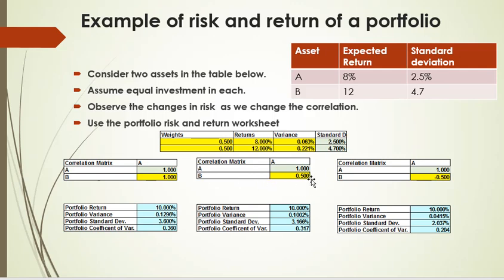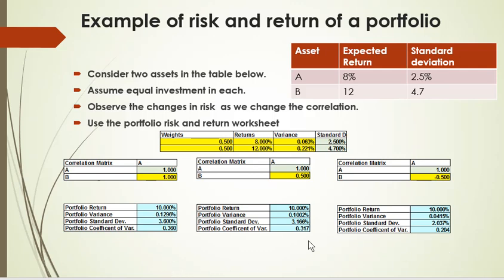What if the correlation were 0.5? If you notice, nothing happens to returns. The only thing that changes is the riskiness of that return. So in this case, at 0.5, standard deviation falls to 3.1 and coefficient of variation to 0.317. What would happen if it was even lower? What if it was negative 0.5? At negative 0.5, standard deviation falls clear to 2.03, and portfolio coefficient is 0.204.